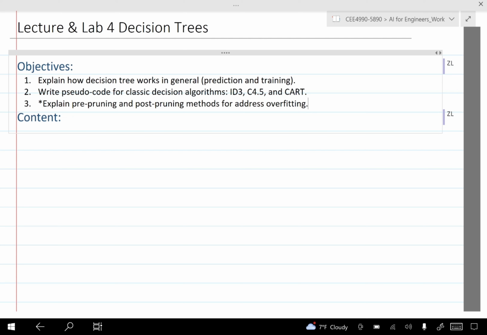Next one is optional. We possibly don't have time for it. That is, you will need to be able to explain pre-pruning and post-pruning methods for addressing overfitting issues in decision trees. In the previous topic for linear models, we talked about the use of regularization to address overfitting. We have another common method, that is pruning.